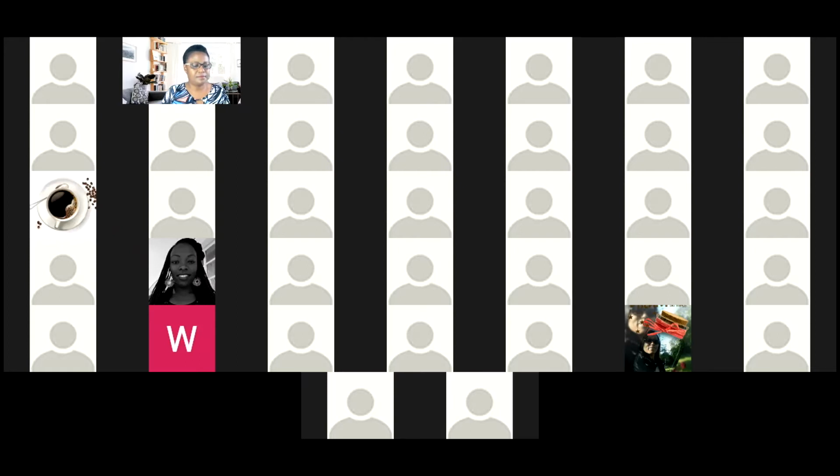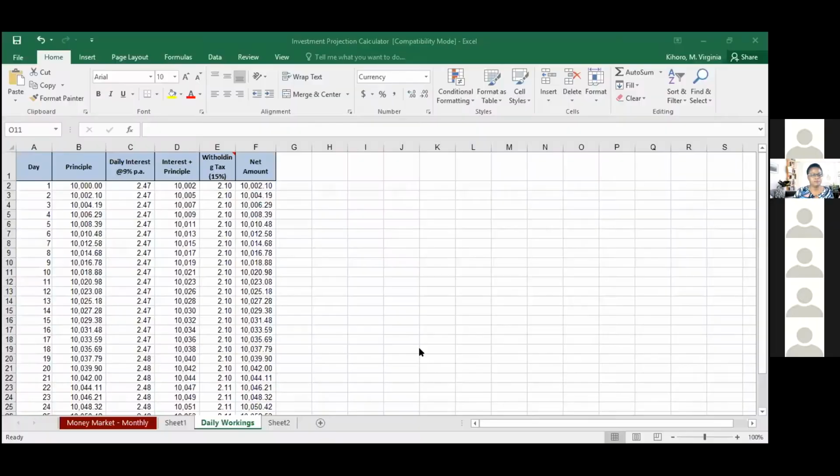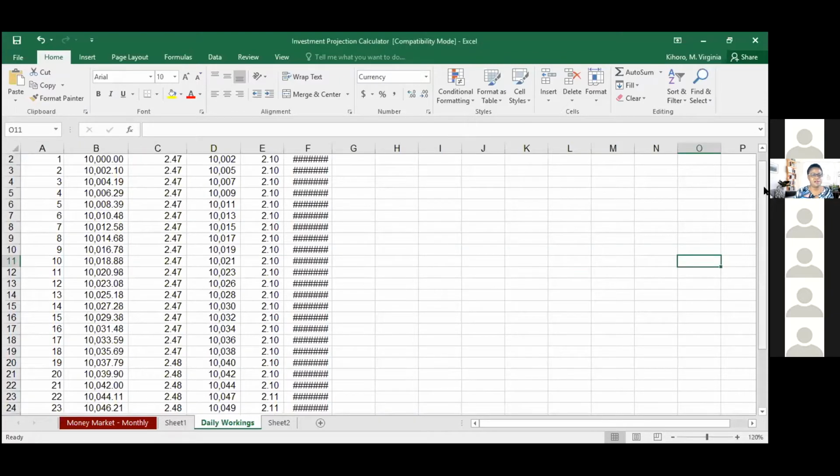But on the chat box, if there's an amount you have in mind that you're looking at, just throw it in and we can do the projection. Can you see that? Lucy? Yep. Okay, great. So this is an example of how maybe a 10,000 investment will work.